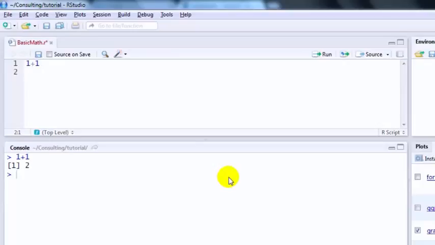get 2, much as expected. Now, a little more complex than that, you could string 3 of these together, such as 1 plus 2 plus 3, which should get us 6. This can go on so forth and so on.